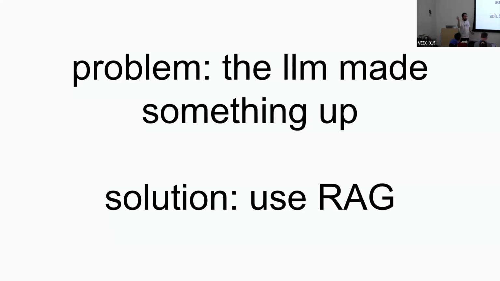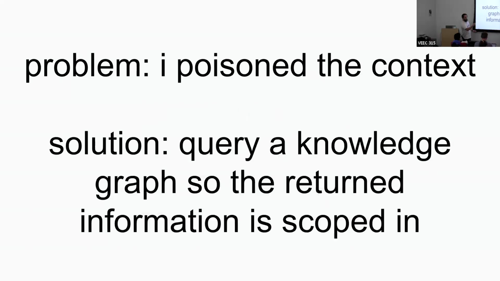So I'm just going to go through some problems and broadly where we arrive at this piece. This is vaguely right at a high level. If the LLM made something up, give it information so it makes less stuff up. I poisoned the context because I gave it too much. So cool, now do a knowledge graph. This is where knowledge graphs start to come in, which is structured grounding.